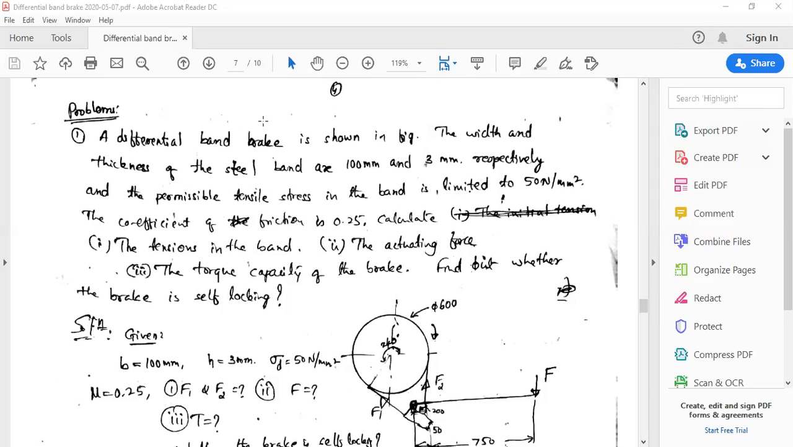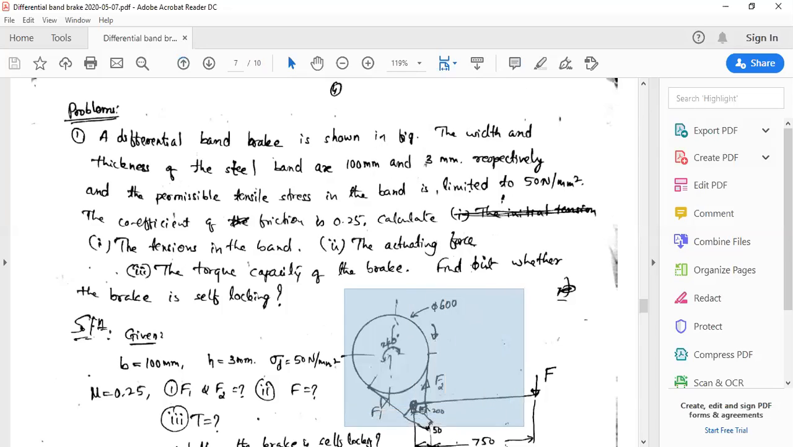Now let us take one example or a problem which was asked in one of the previous question papers. Let us see how to solve the problem. It is not compulsory that we always carry out all 7 steps. We carry out only those which are asked in the question statement. So in this previous VTU question paper problem, the things which are given we have to note down first. Differential band brake is shown in the figure.